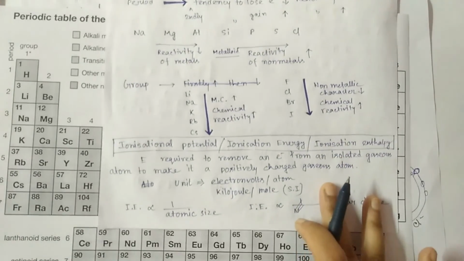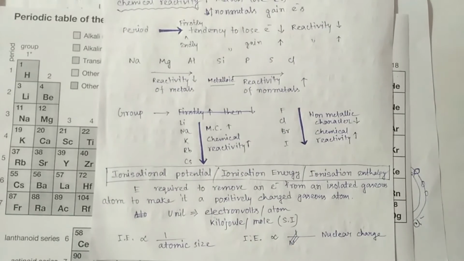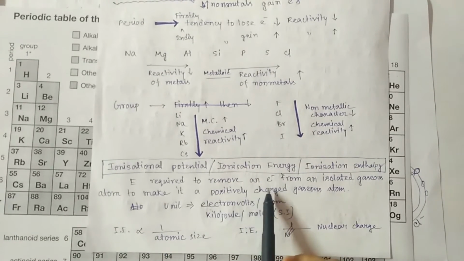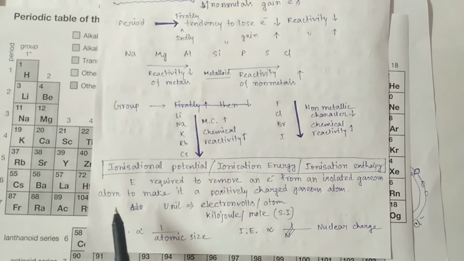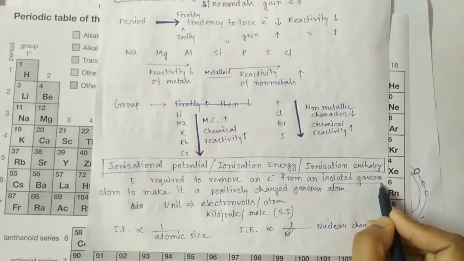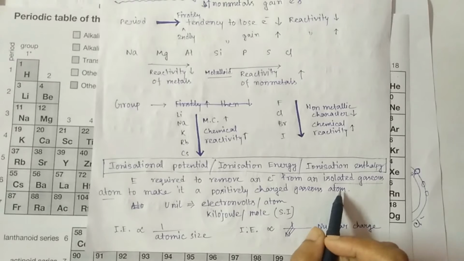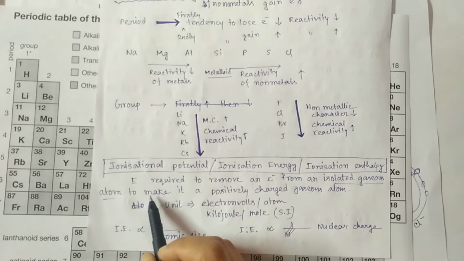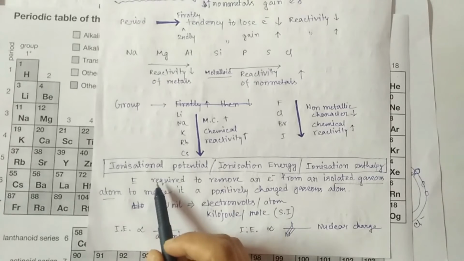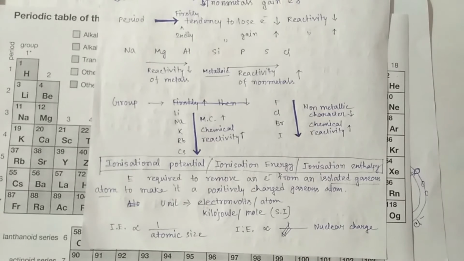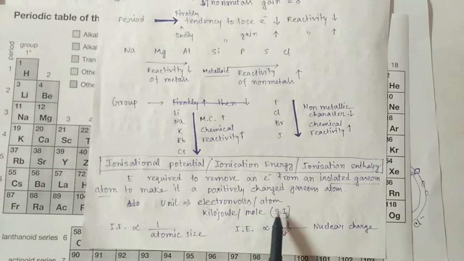Okay, let's move on to ionization potential, and for metals and non-metals we will learn more shortly. So ionization potential is the energy required to remove an electron from an isolated gaseous atom. Remember, this term is very important: isolated gaseous atom. Only when an electron is removed from an isolated gaseous atom, then the amount of energy required, only this energy we will consider as ionization potential, ionization energy, or ionization enthalpy. Its units are electron volts per atom, and kilojoule per mole in SI.